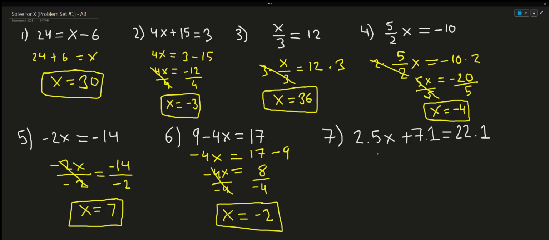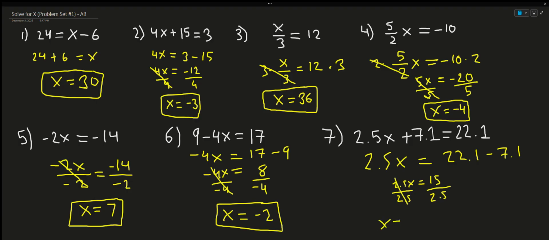Finally, the last problem. So 2.5x plus 7.1 is equal to 22.1. So again, 2.5x is equal to 22.1 minus 7.1, where 2.5x is equal to 15. Now we subtract these two, and then we just divide both sides by 2.5, which cancels this part out, and then x will equal 6.